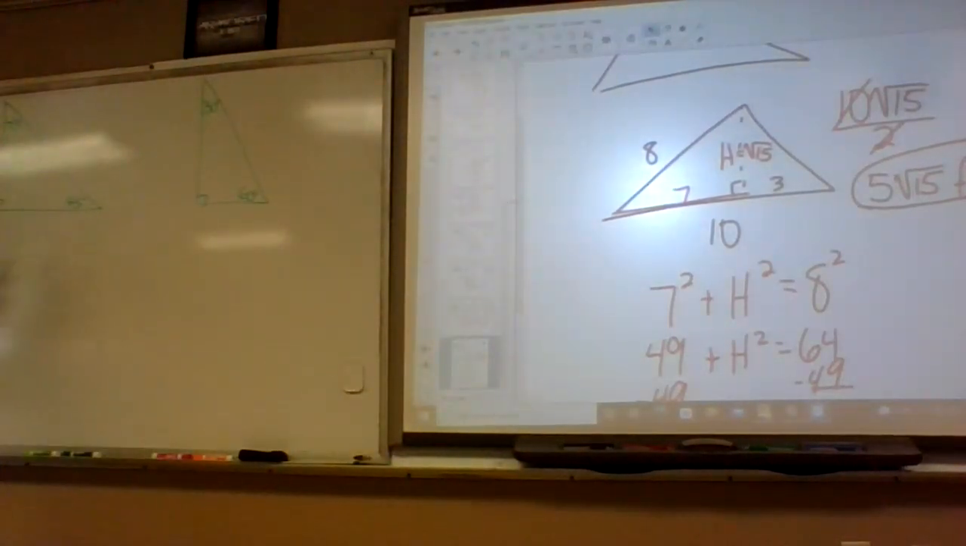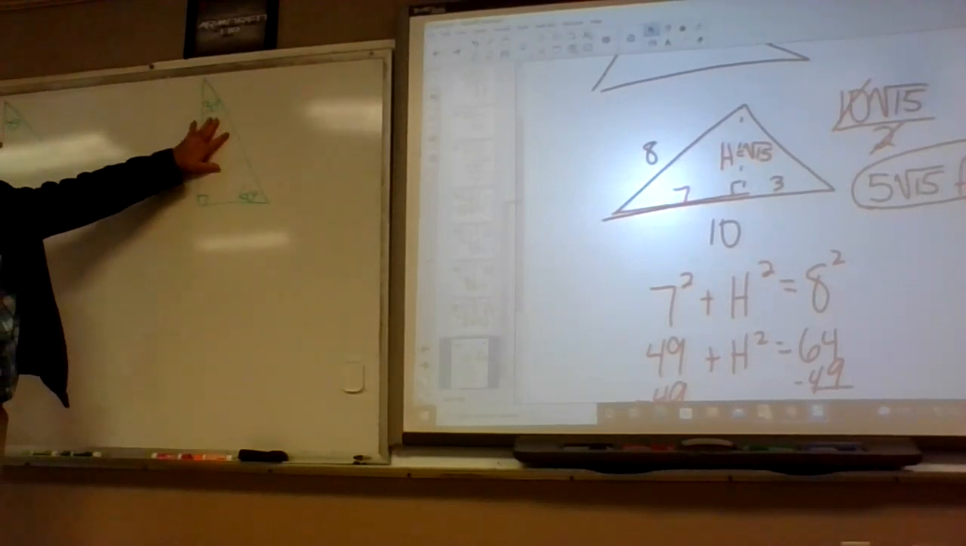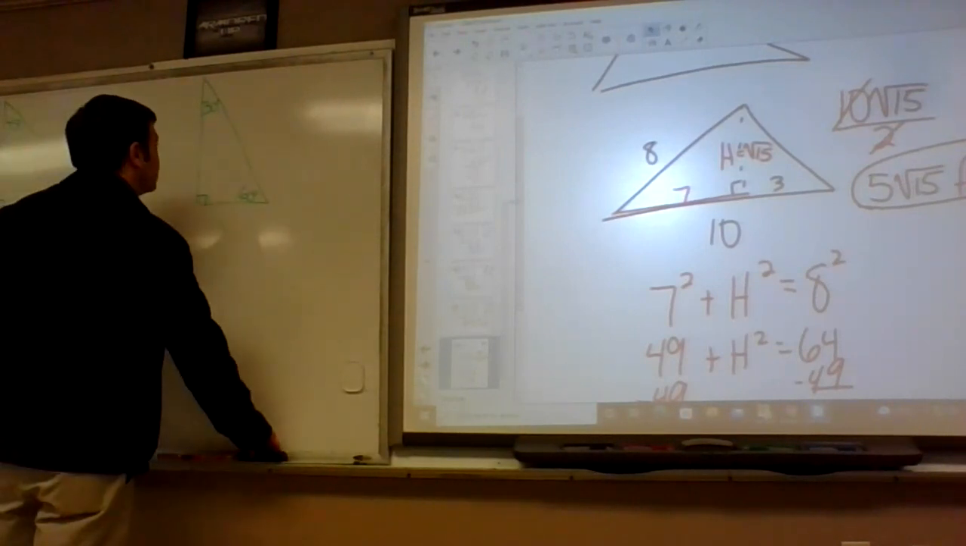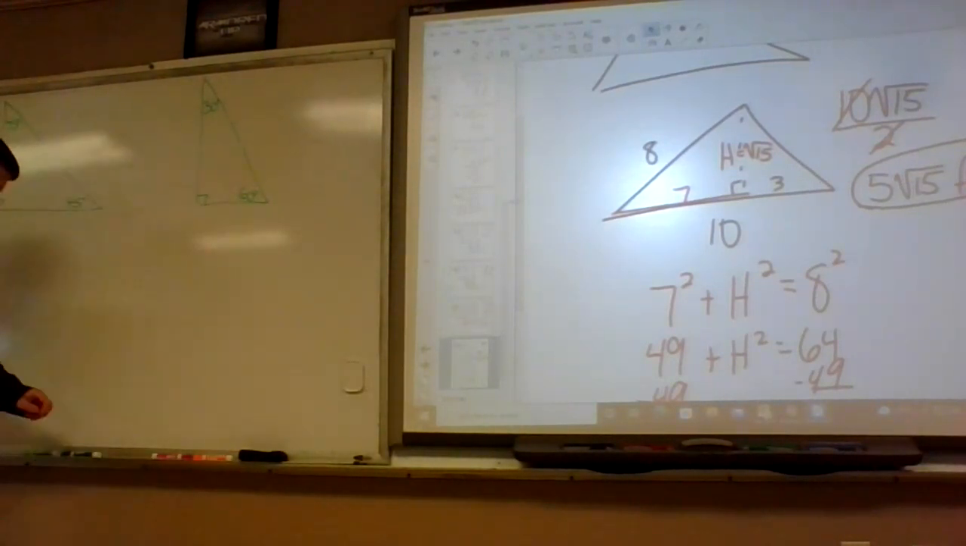Here are the two special right triangles. One of them is a 45, 45, 90. Why is it special? Because it appears a lot. This is a 30, 60, 90. That's not my best drawing, but I'm going to leave it.